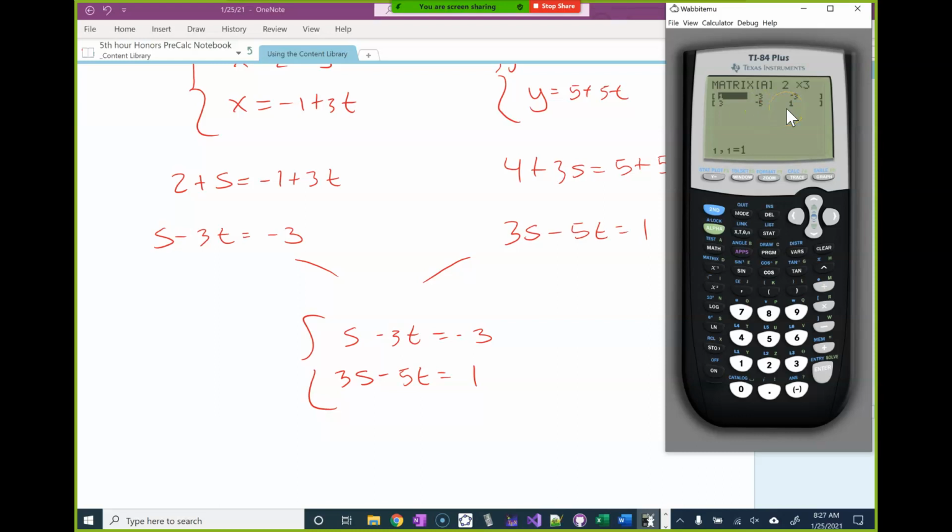Everybody okay with how I set that up? Basically exactly the way it looks in my equation. I just dropped all the operators and the variables, right? I just left the coefficients. Okay?